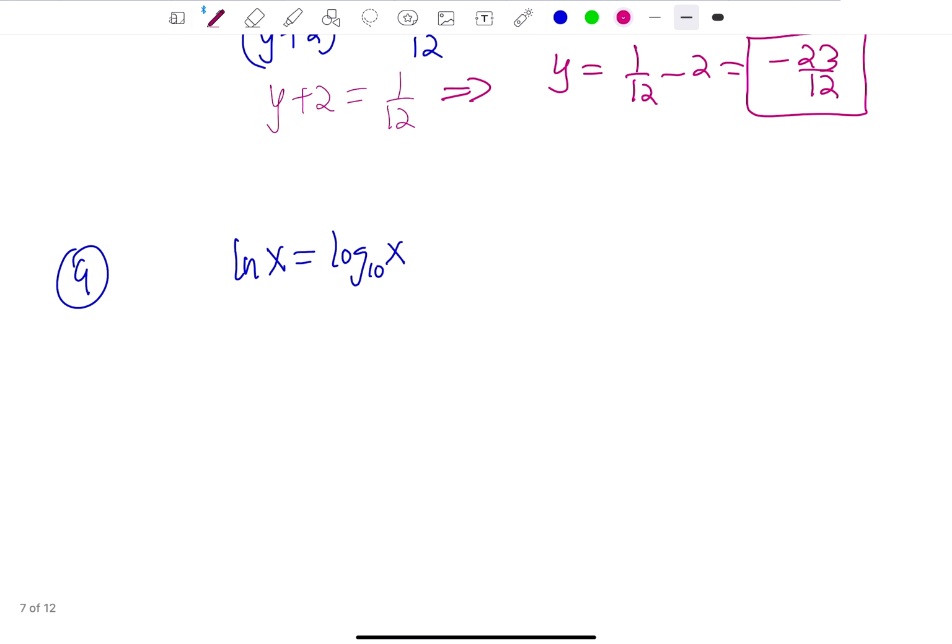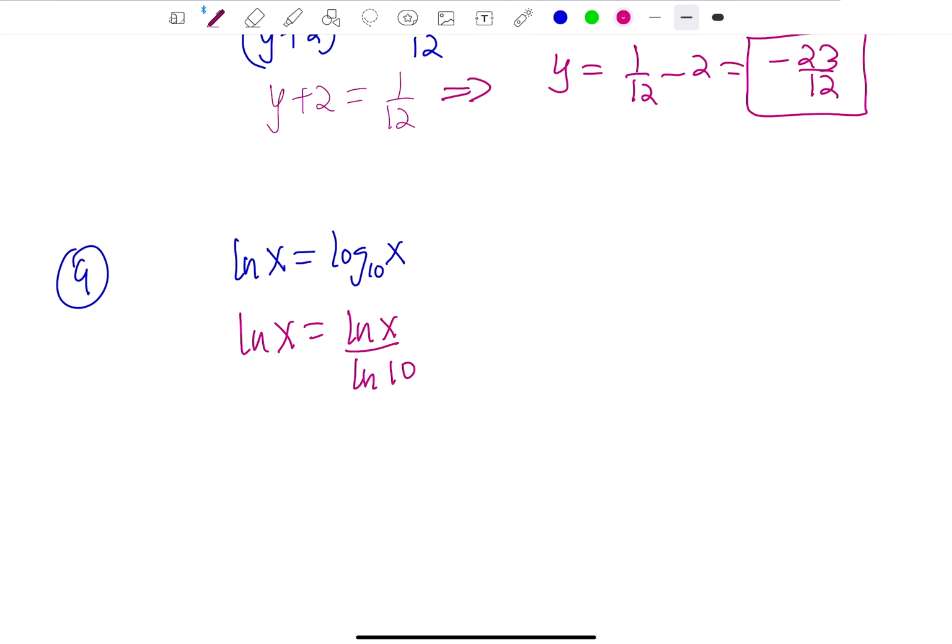Next problem, natural log of x equals log to the base 10 of x. Now here's a little issue because we don't have the same base on both sides. So first thing we want to do is write both sides with the same base and then go ahead and solve it. So what we can do is write the right hand side, log to the base 10 of x, as natural log of x over natural log of 10.